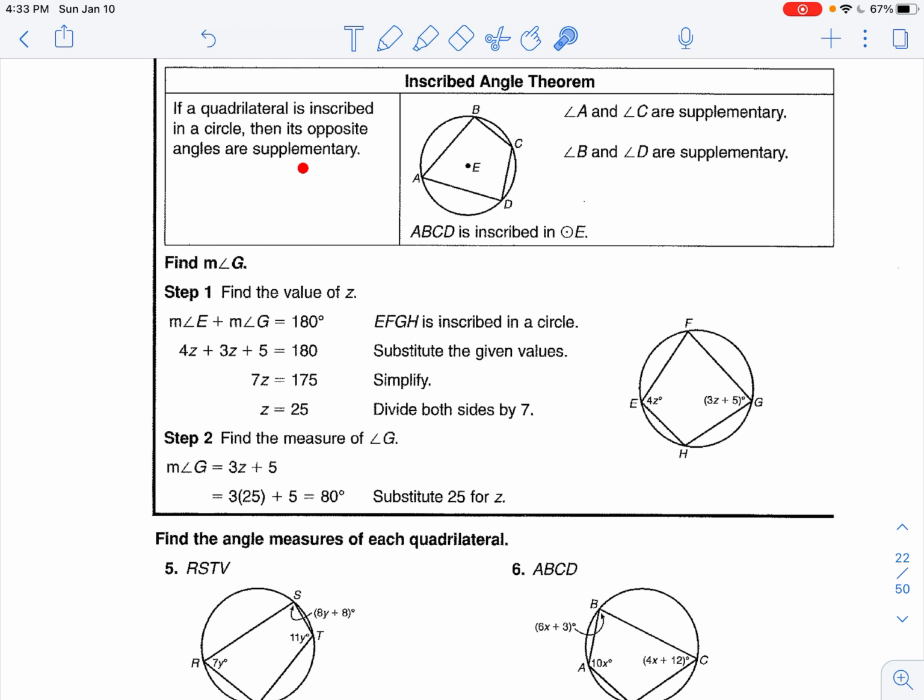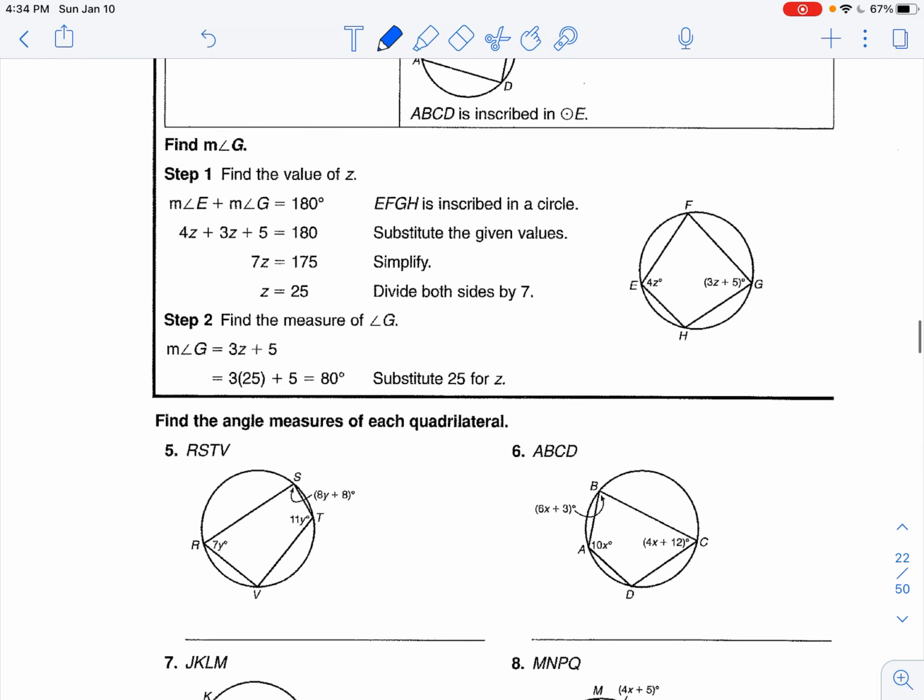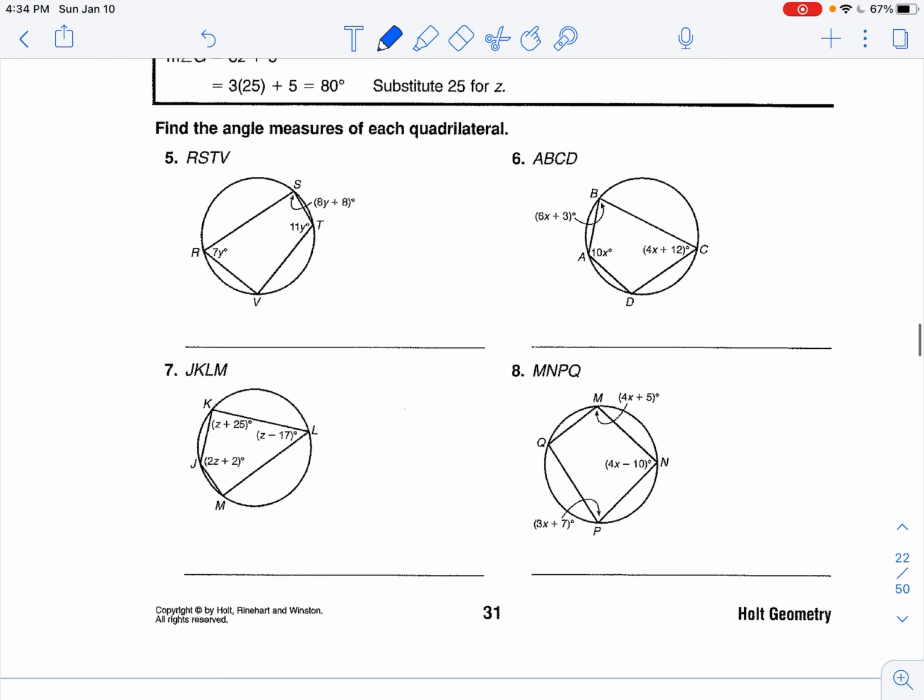If a quadrilateral is inscribed in a circle, then its opposite angles are supplementary. Angles A and C are supplementary, and remember that that means they add to 180. Angles B and D are also supplementary.